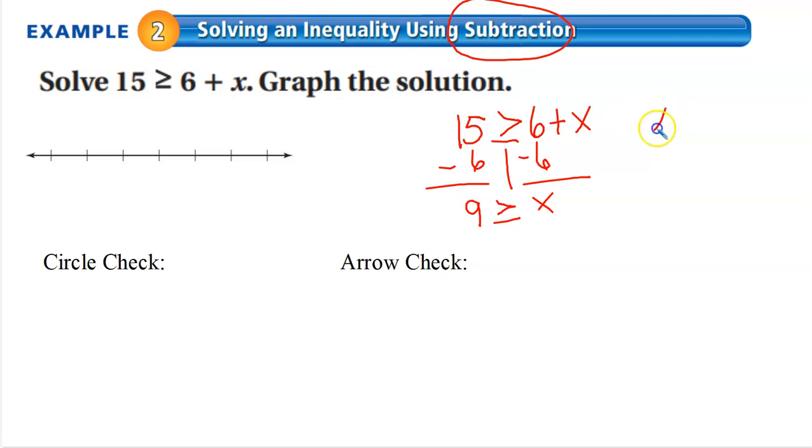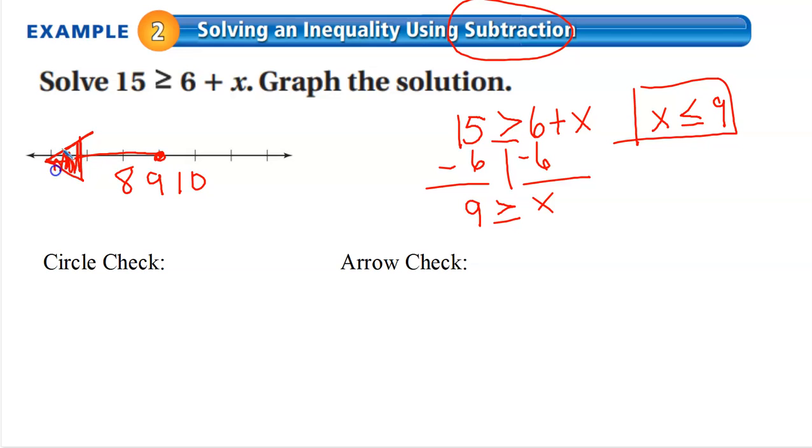Ooh, wait a minute, I want to rewrite it. x is less than or equal to 9. I rewrote it so that the arrow will match the direction of the inequality. I'm going to write 8, 9, and 10. It's a closed circle on 9. My arrow goes this way.